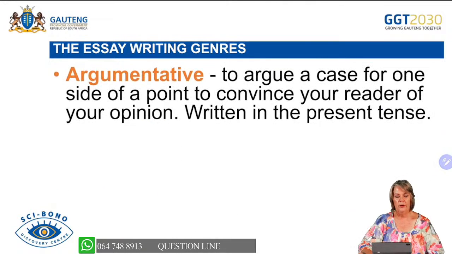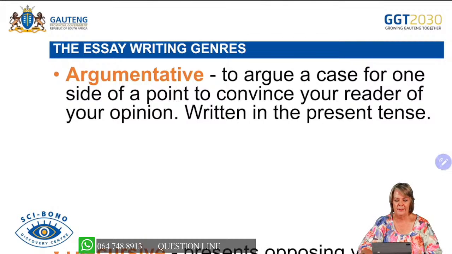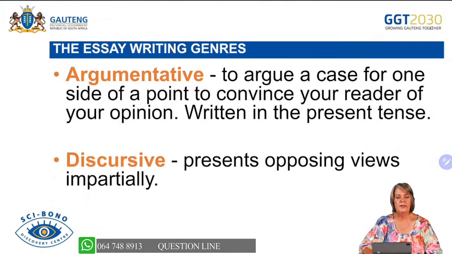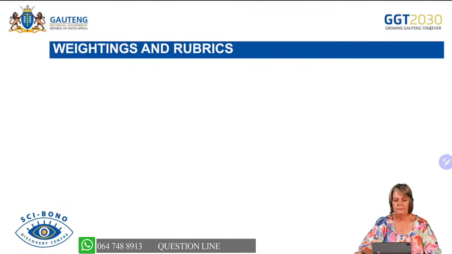Then an argumentative essay, and that is the one that most people choose, to argue a case for one side of a point, to convince your reader of your opinion, and it is usually written in the present tense. The discursive essay is a little different from the argumentative one. It presents opposing views impartially. What that means is, it shows both sides of an argument.